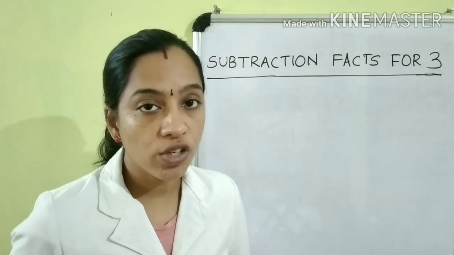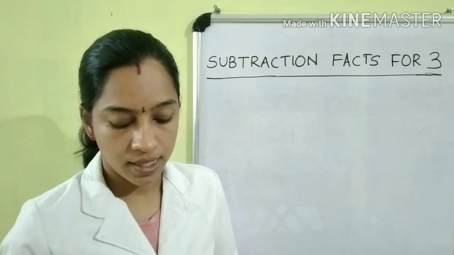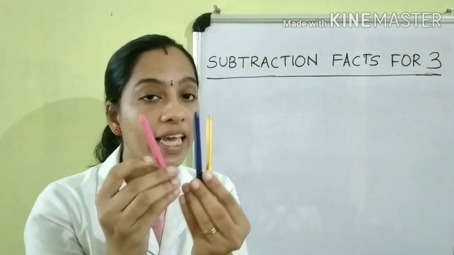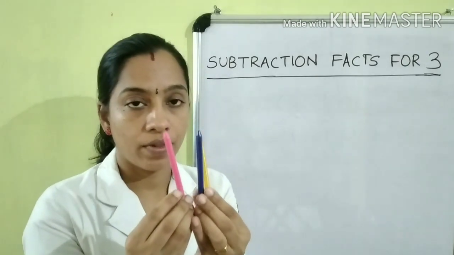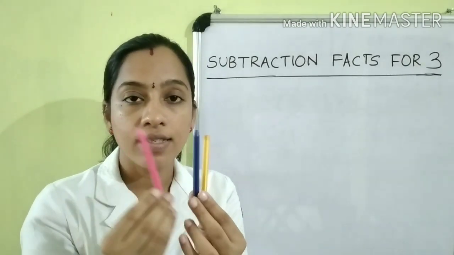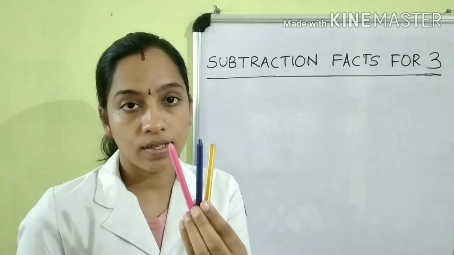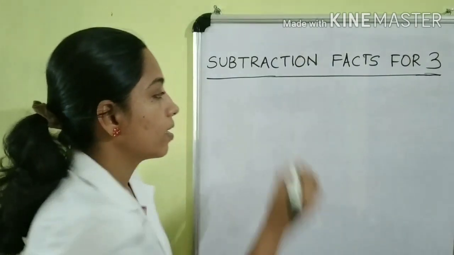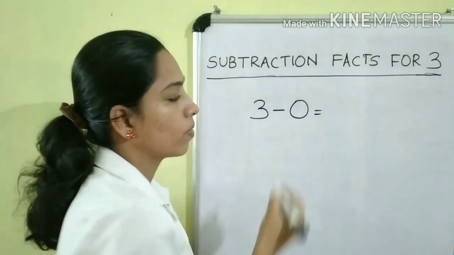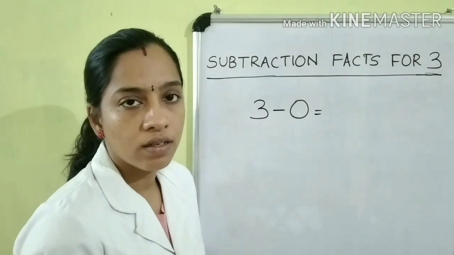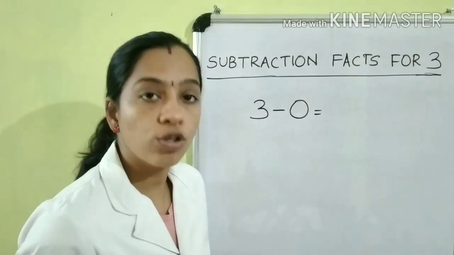Next, we are going to learn the subtraction facts for the number 3. See, I have 3 crayons. Can you see this? Okay. First, I will subtract 0 crayon from these 3 crayons. That is 3 minus 0. What will be the answer? It's simple. That is 3 minus 0 is equal to 3.